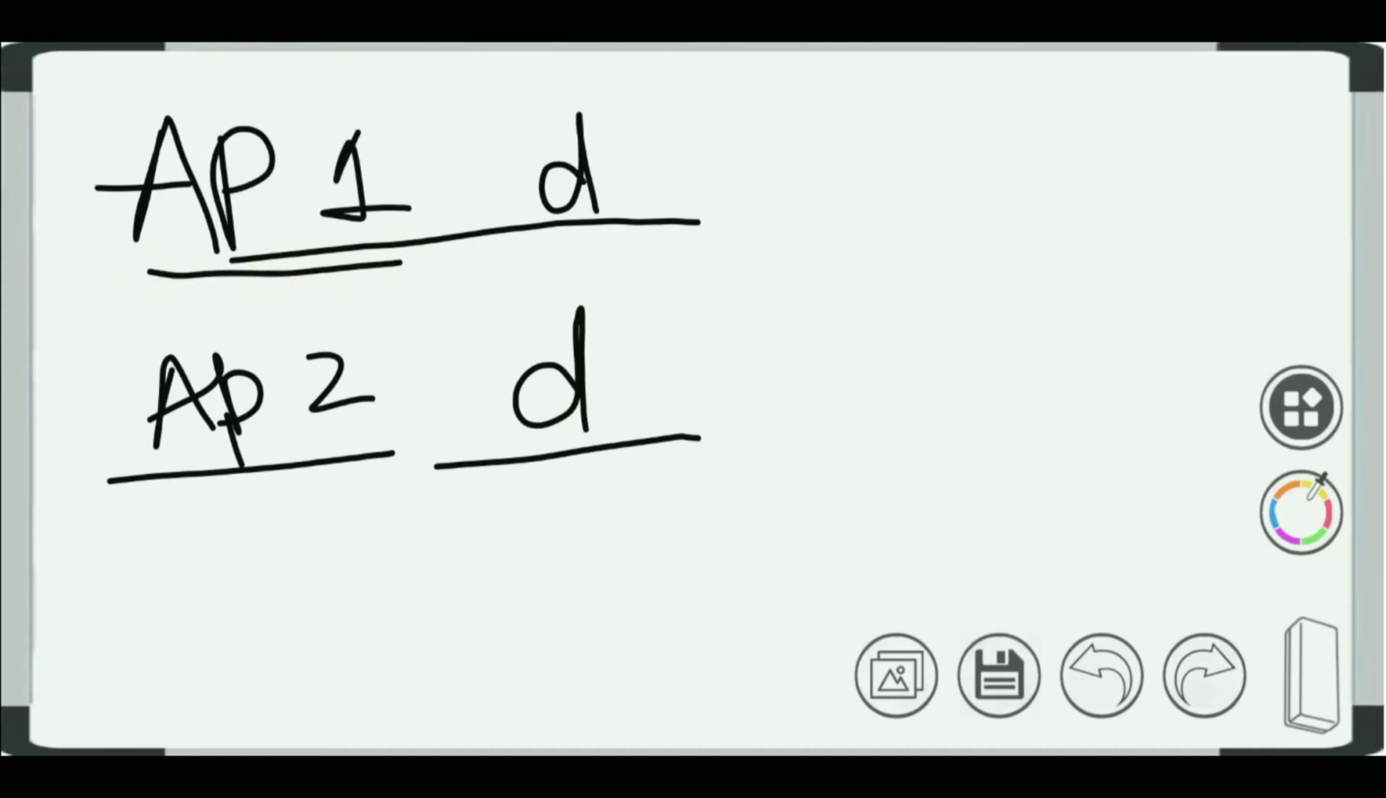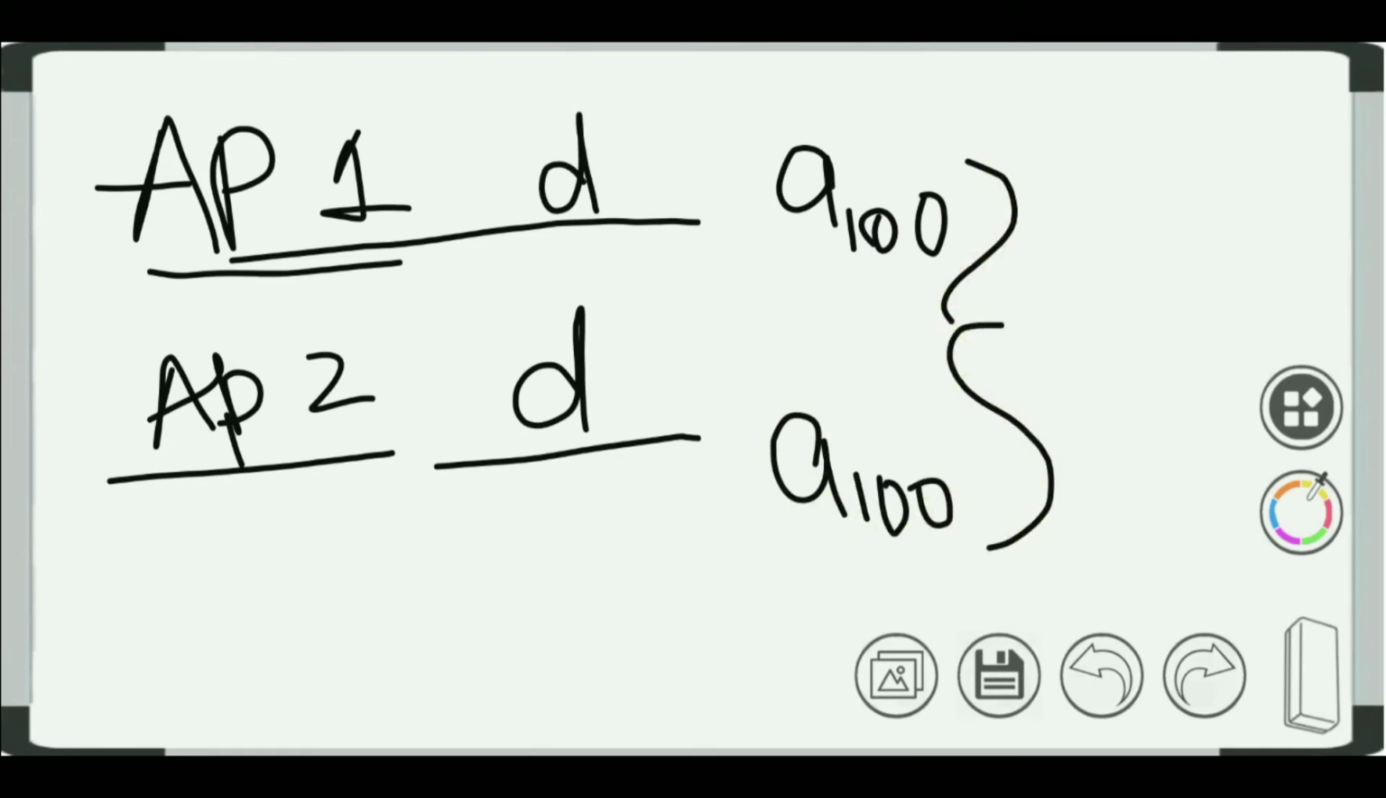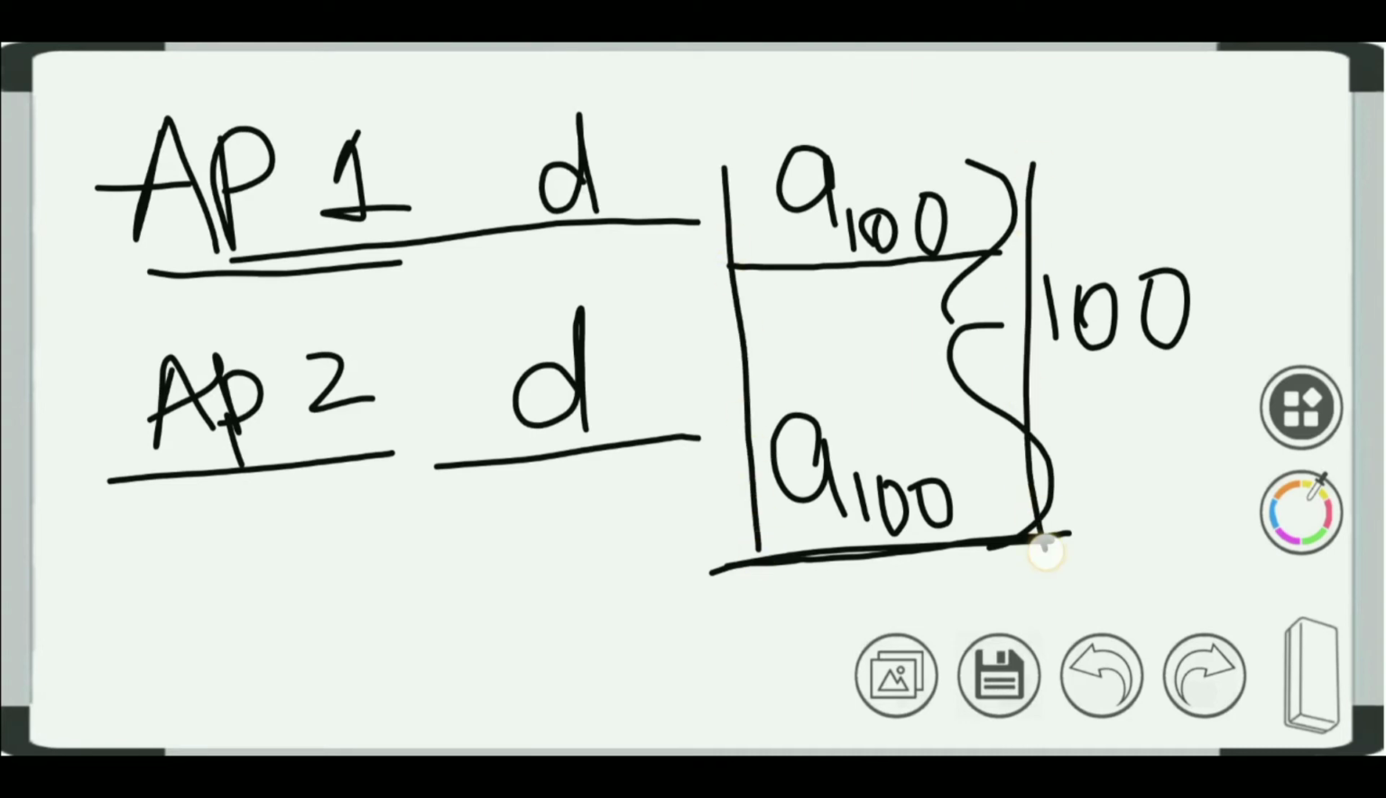See, the first AP's 100th term and the second AP's 100th term. When you take the difference between the two, the difference is 100. The first AP's 100th term and the second AP's 100th term, the difference between them is 100. So what we need to find here? We need to find the difference between their 1000th terms. Okay, so we'll start answering.